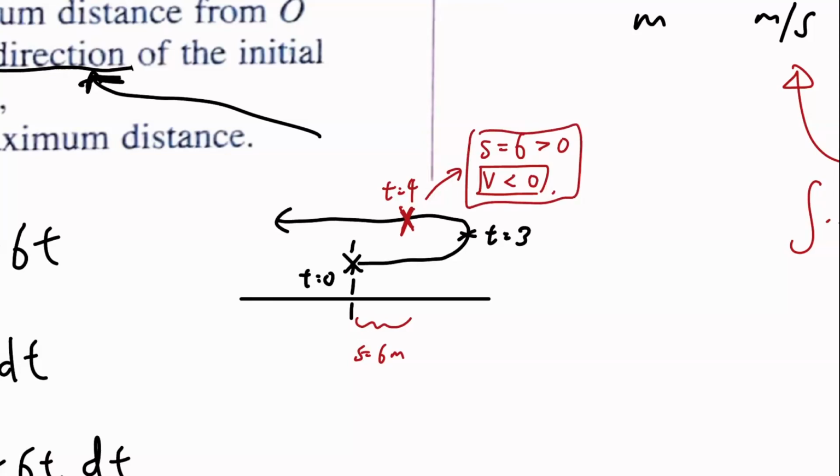S cannot tell you the direction. V tells you the direction. S more than 0 is only telling you its distance from the fixed point O, which is a positive 6 meters towards the right. Its current location is towards the right, but it's not moving towards the right.